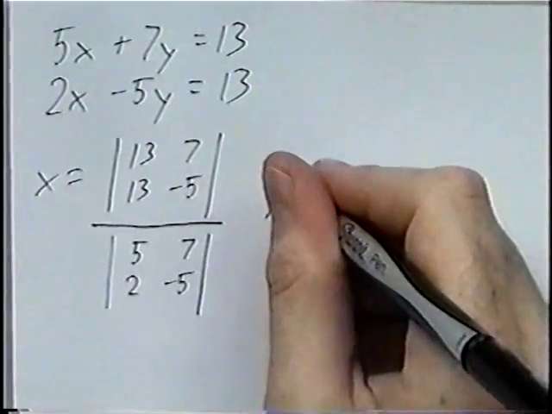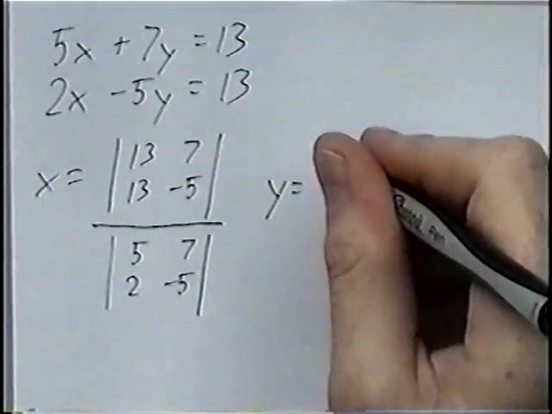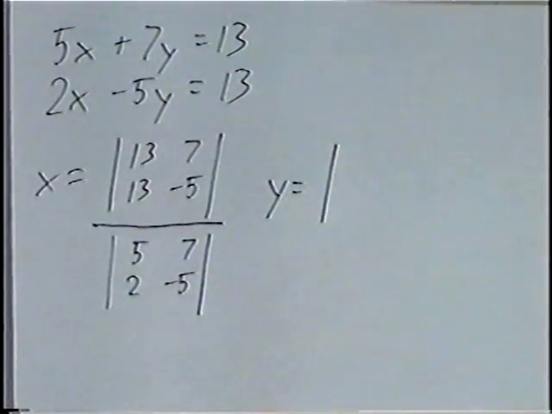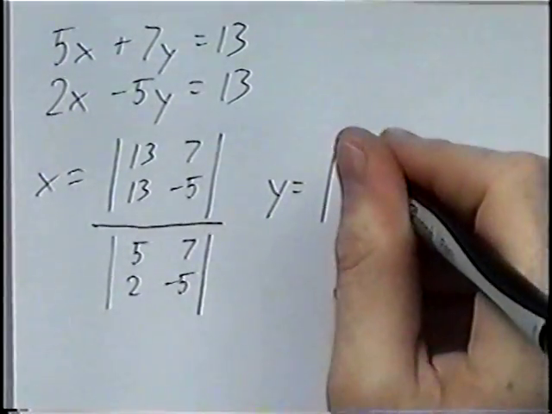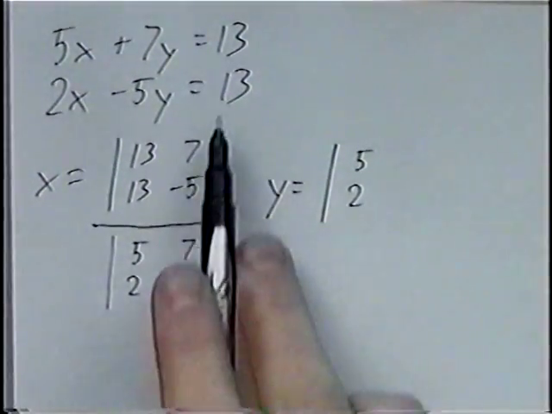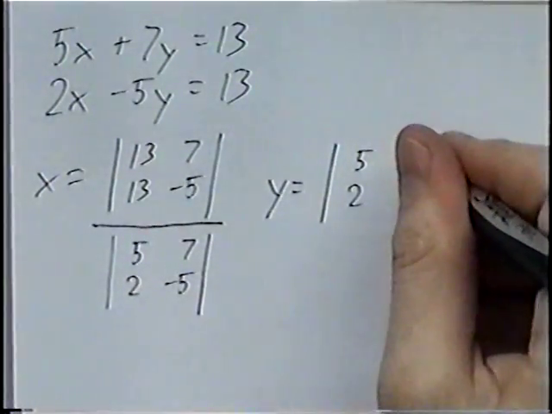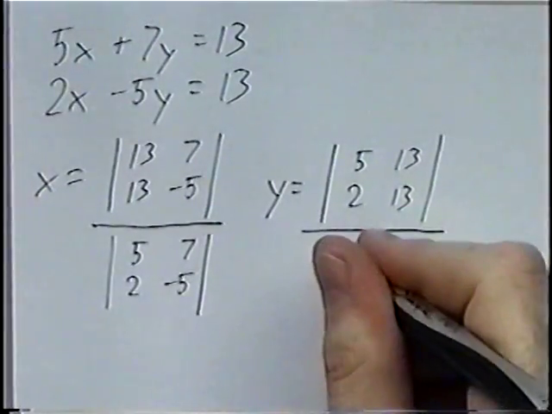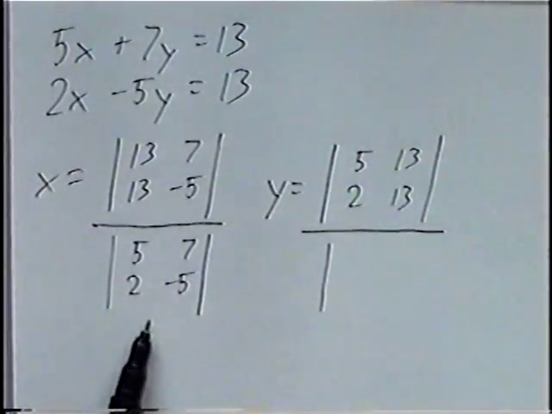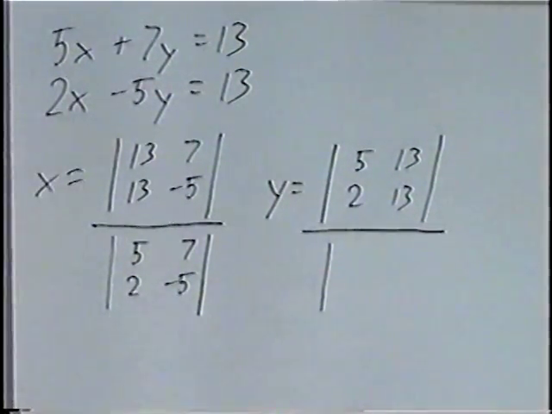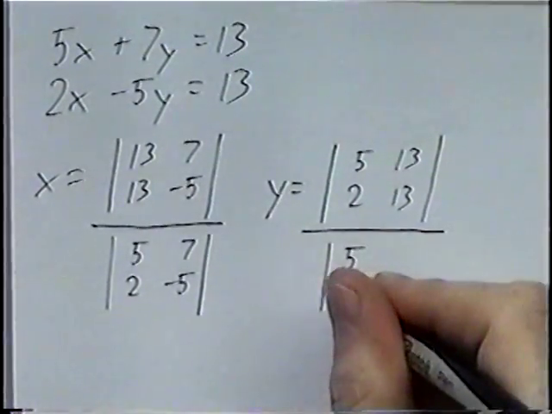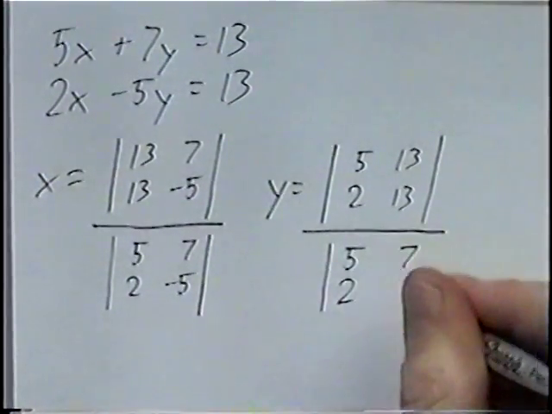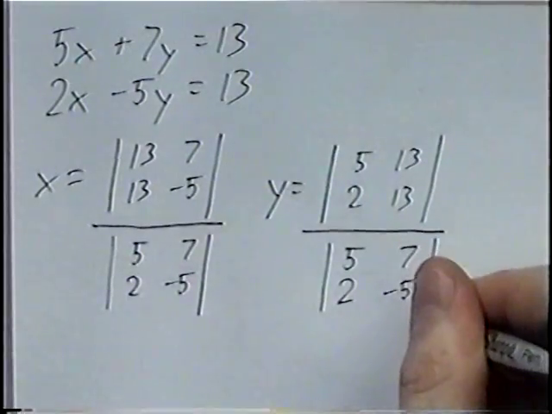Setting up the solution for y would equal the first matrix, which would be the x coefficients, 5 and 2, and then the two numbers it is equal to, 13 and 13. For the denominator, it will be the same as for x, which again are the coefficients of x and y, which would be 5 and 2, and 7 and negative 5.